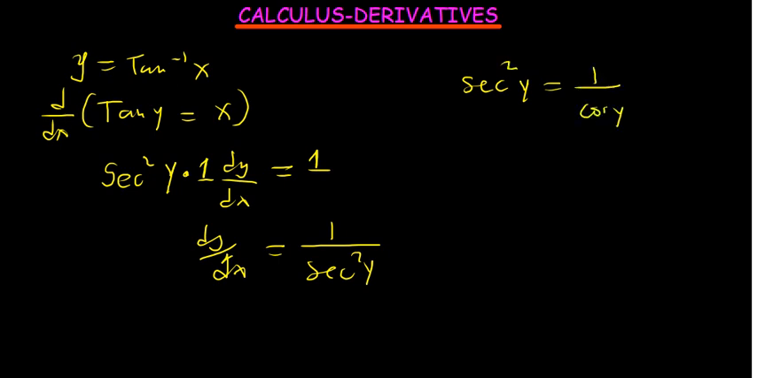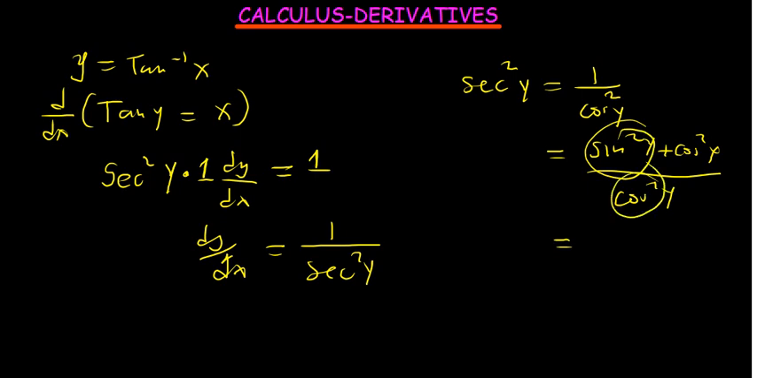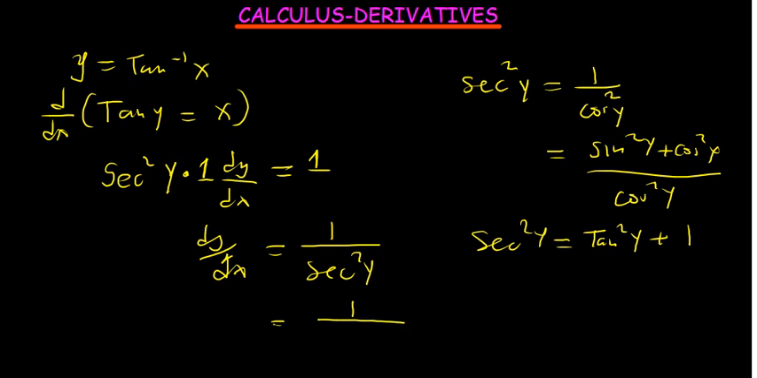If I square this one, even this one is going to be squared. And so this is going to give us, where there is 1, we know that 1 is the same as sin squared y plus cos squared y, and then divided by cos squared y. Sin squared over cos squared, that is going to give us tan squared. And then cos squared over cos squared, that is going to give us a 1. So sec squared y is tan squared y plus 1.